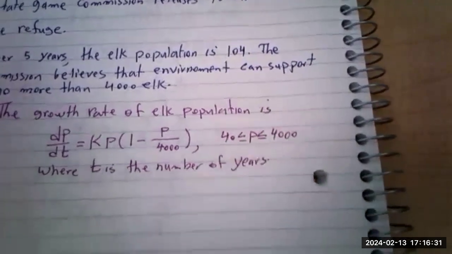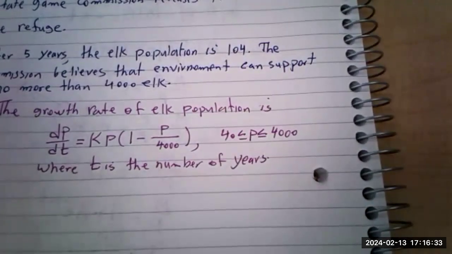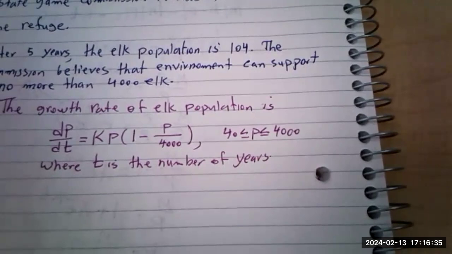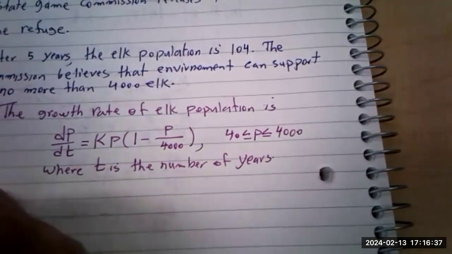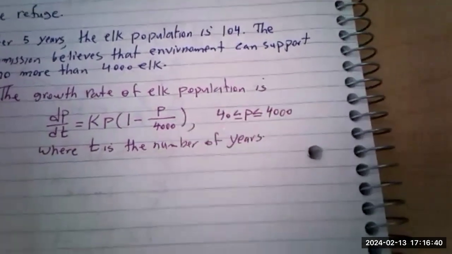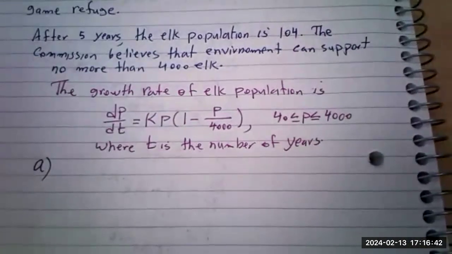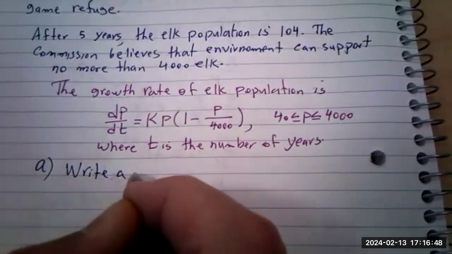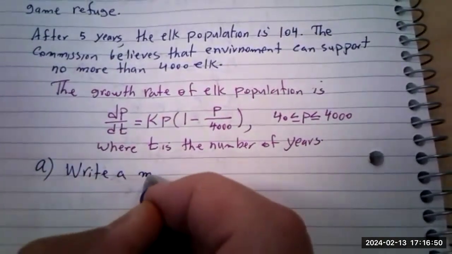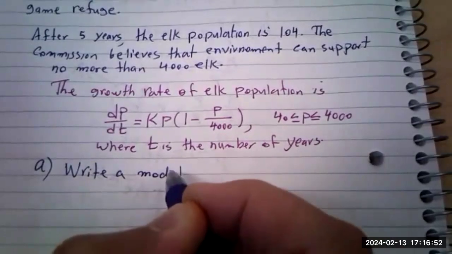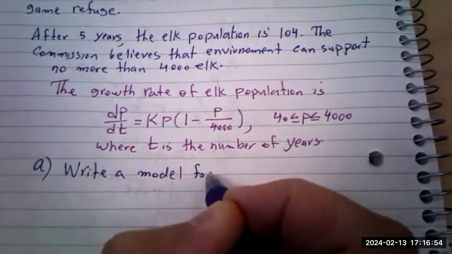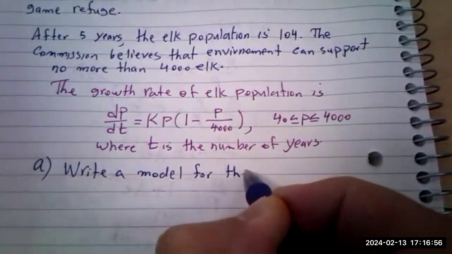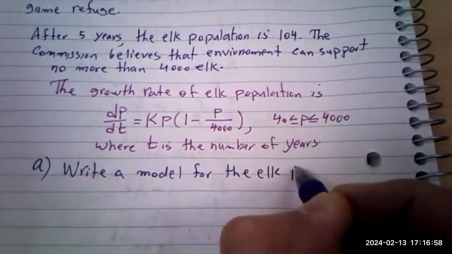So this is going to be the rate of the population growth of those, okay. So what's the question? The question is going to be a couple of things that they ask you to express. First, write the model. Write the model means find P of T, the model for the elk population.